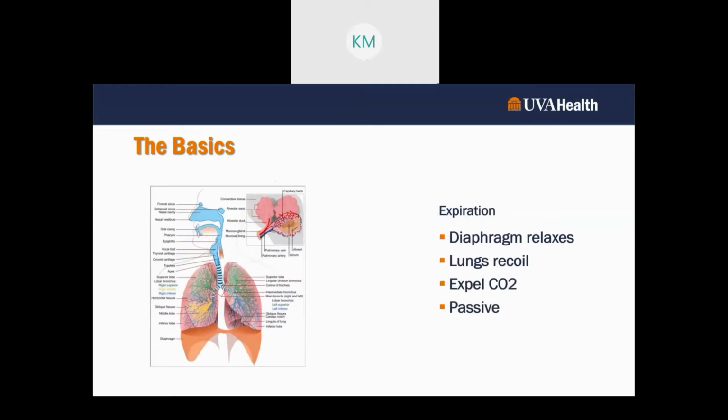Whereas when we move to expiration, our diaphragm is going to relax. Because our diaphragm relaxes, we have all that positive pressure there, so air is going to be expelled. And this is the CO2. When our lungs recoil, we're expelling CO2. So again, looking at that alveolar membrane where the capillary beds are, they're dropping off oxygen, they're picking up CO2. That's the diffusion. And we're able to expel that CO2, and this is a passive process.